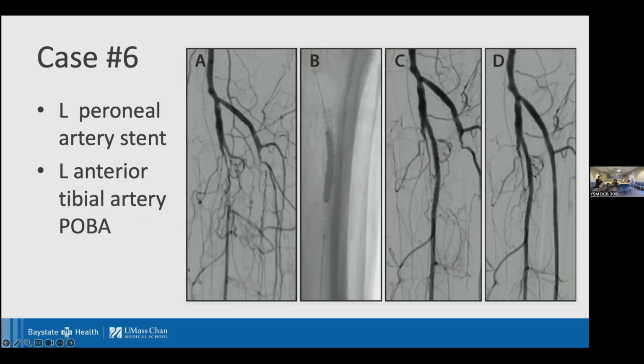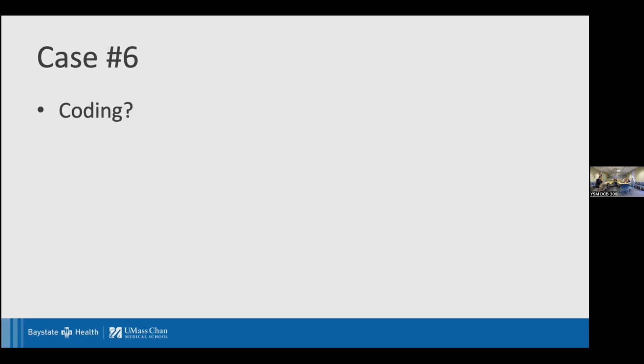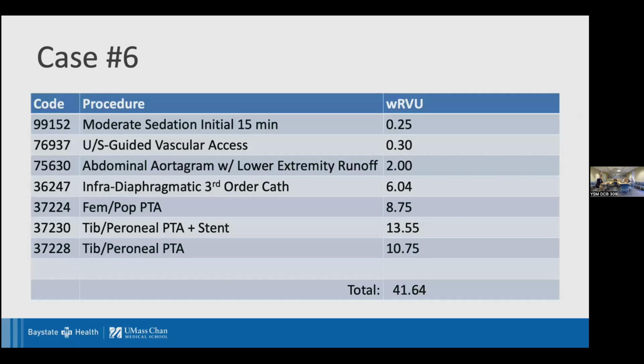Now, we've done a lot of procedurizing here, right? In the periphery, you have the advantage that there are lots of different named arteries and lots of bifurcations. The reason I show this case is to show how many RVUs you can generate if you do peripheral intervention. And, coding structures change, but at present, you get the moderate sedation, you get ultrasound-guided vascular access, because this is not a coronary or right heart case.